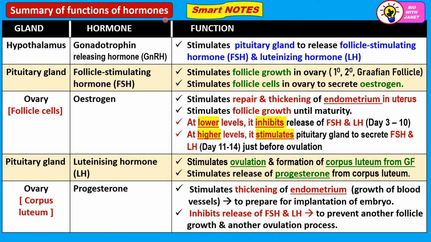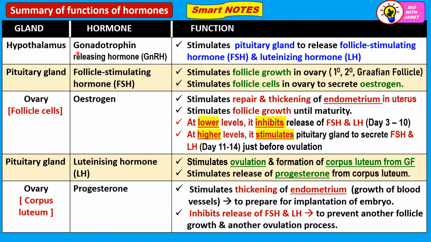Here is a good summary of the functions of the hormones that we have discussed just now in the previous few slides. So this is part of the SMART notes, which you can copy down in your notebook. Now, the useful thing here is that I've listed the hormones in the order of their actions, the right sequence, according to the acronym GFOLP, or goldfish on Lucy's spot. So G is for gonadotrophin releasing hormone, F is for follicle stimulating hormone, FSH, O is for estrogen, L for luteinizing hormone, and then P is for progesterone.